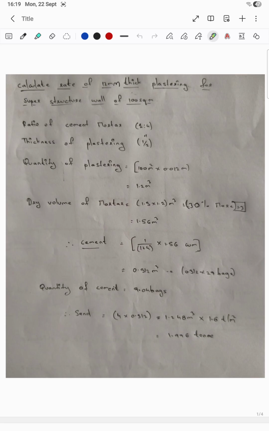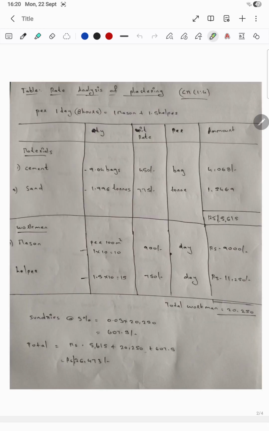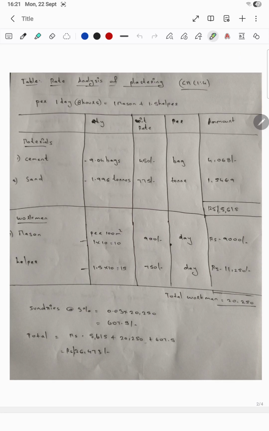Now we have to calculate the rate analysis. Now we are calculating the rate analysis of plastering, as rate analysis is finding the amount required for every item of work. Now we are calculating the rate analysis for materials, cement and sand. The quantity we obtained is 9 bags for cement, as 1 bag costs 450 rupees, and the total amount for 9 bags is 4068 rupees.